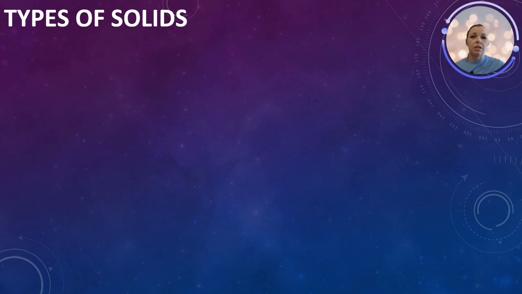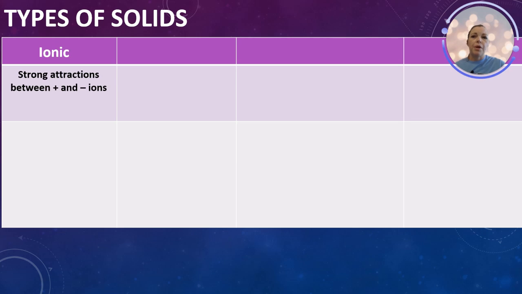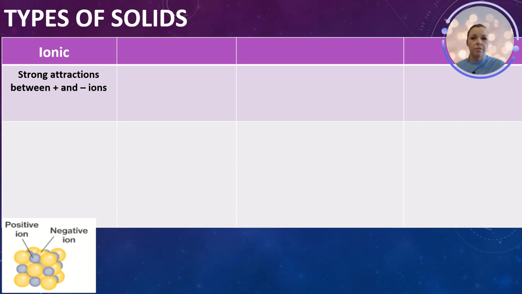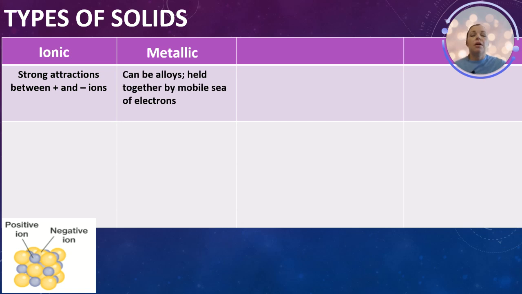Okay, so then let's think about types of solids here. So we have ionic, in which case we have strong attractions between positive and negative ions. And this is an image of an ionic solid for you. I'm going a little bit out of order than I wanted to, but that's okay. Then we have metallic solids, which can be alloys. They're held together by a mobile sea of electrons. Okay, and that's kind of the phrasing we like there.